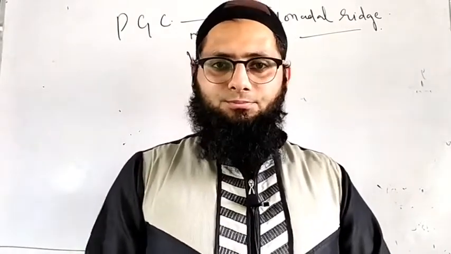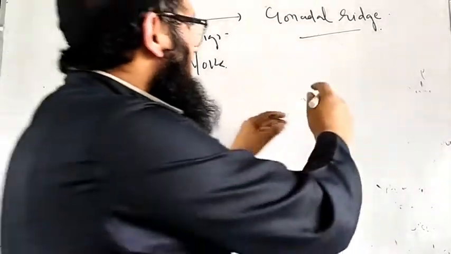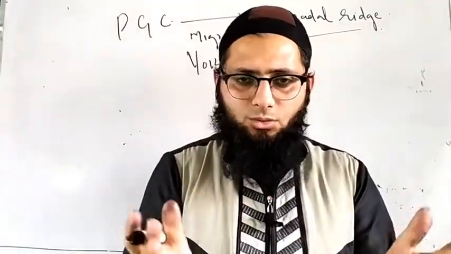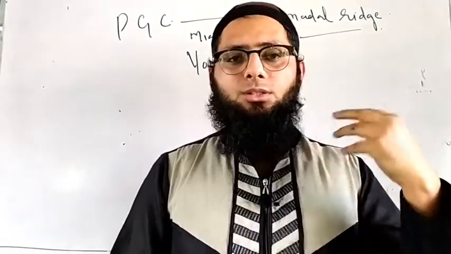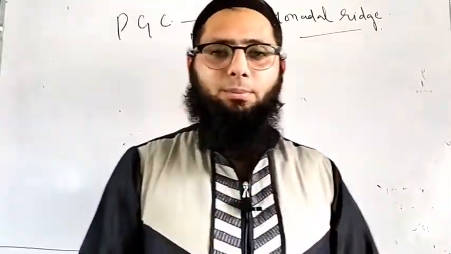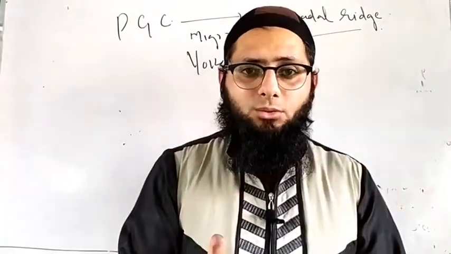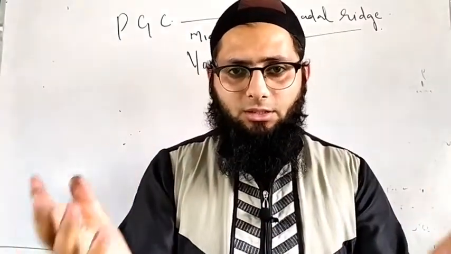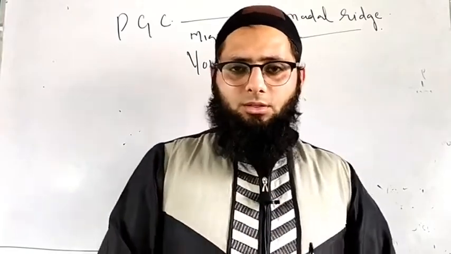So what happens next? The gonadal ridge, I told you, is the upper ventral part of the gonadal rudiment. It is made of epithelial tissue, the epithelium. It proliferates deep into the loose connective cells, called mesenchymal cells, which are present in the gonadal rudiment. So don't be confused.